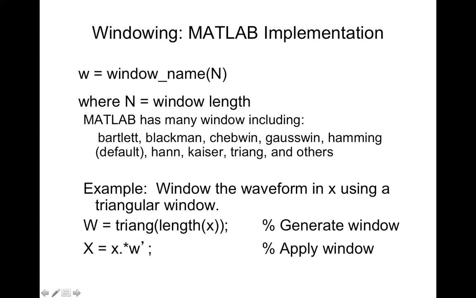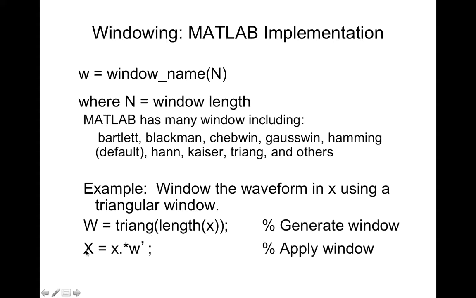So let's look at what is in MATLAB. MATLAB has a lot of different windows. This is the Chebyshev, the Gaussian, the Hamming, the Hanning, the Kaiser, the Triangular, the Blackman, and there are others. So in this particular case, we could window that waveform that's given in vector x by just using triang, the MATLAB command, and then that puts a triangular window onto x.